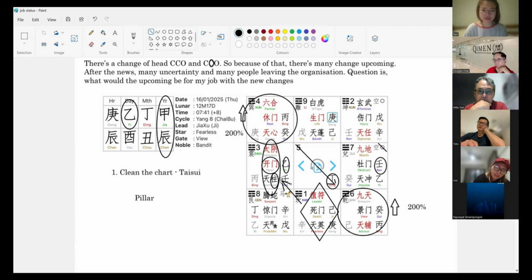Example, may I ask, let's say if I were to ask further, when would these changes settle down? Can we see from this chart? Okay, just based on this chart, which box do you think is considered a good box? Box 4. Do you think box 3 is good?